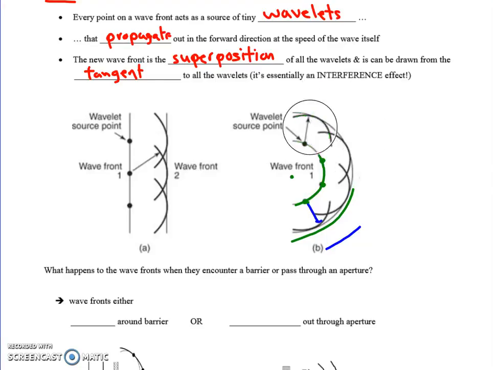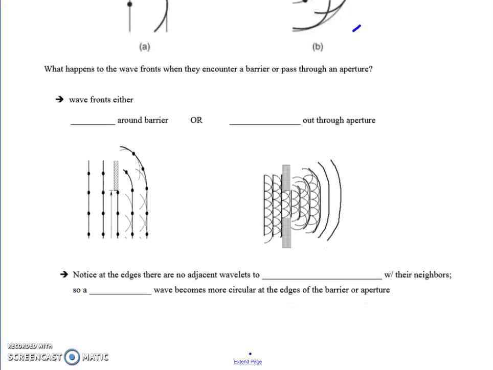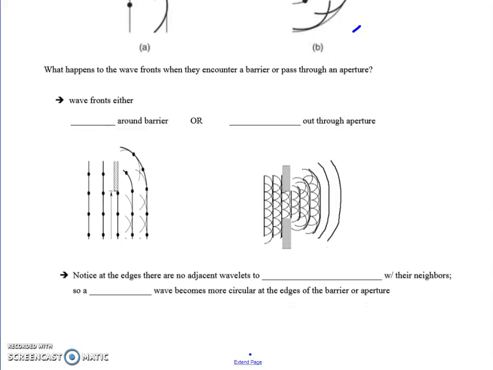Okay, so that's pretty important. Really, this propagation of wavefronts is ultimately an interference effect. So how does this lead to the phenomenon of diffraction? When wavefronts encounter barriers, or they pass through an aperture, which is an opening between barriers, they can do one of 2 things. They can bend around the barrier, or they can spread out through the aperture.